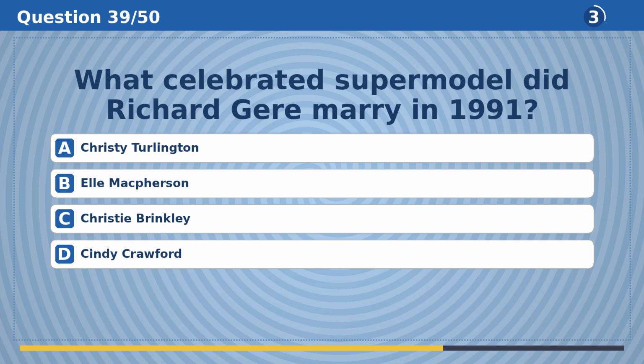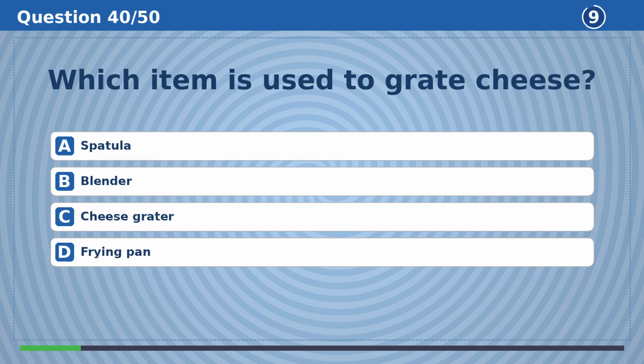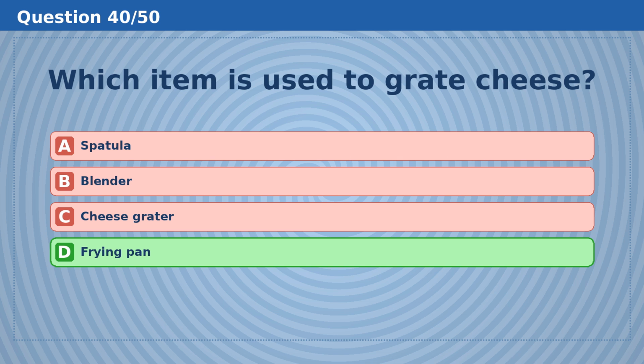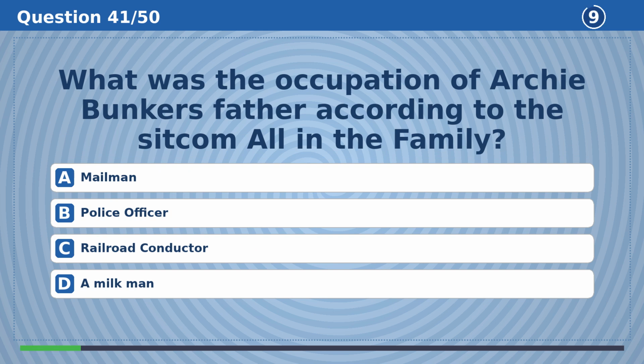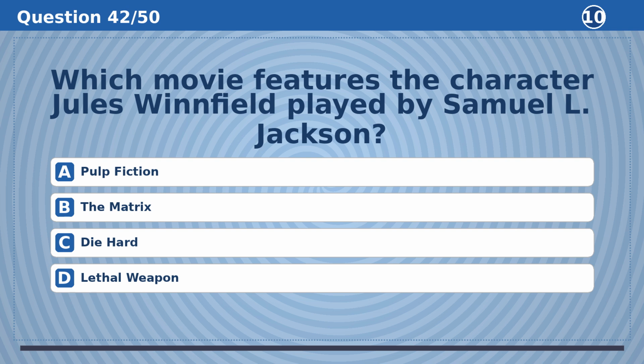What celebrated supermodel did Richard Gere marry in 1991? The answer is D. Cindy Crawford. Which item is used to grate cheese? The answer is D. Frying pan. What was the occupation of Archie Bunker's father according to the sitcom All in the Family? The answer is C. Railroad conductor.